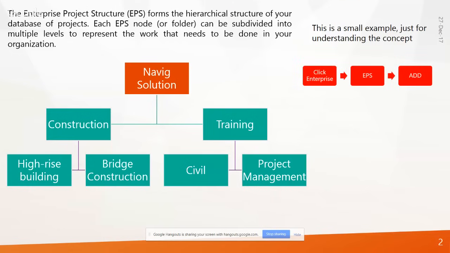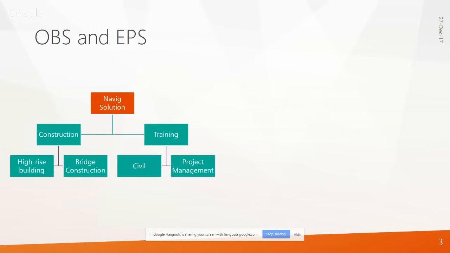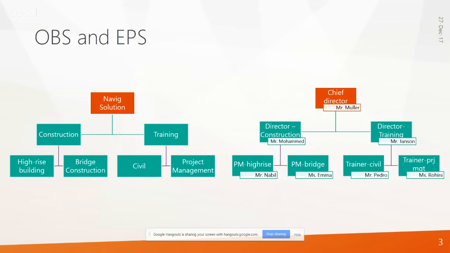So now if you look into the difference between OBS and EPS, it's very simple. This is your EPS, right? Navic Solution, construction, training, high-rise building, bridge construction, civil, project management. And this is your OBS. So OBS consists of human resources, whereas EPS consists of your business structure.